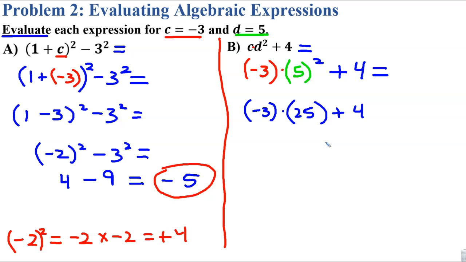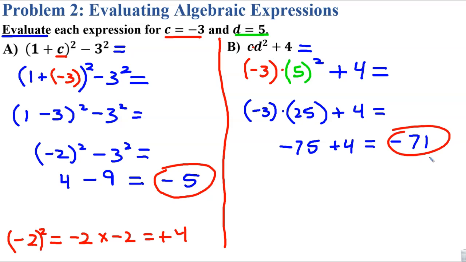Then next, multiplication and division. Negative 3 times 25 is going to be a negative 75. I'll keep my equal signs going here. And then negative 75 plus 4 is going to give me a negative 71 for a final answer. All right, so that's what that expression evaluates to.